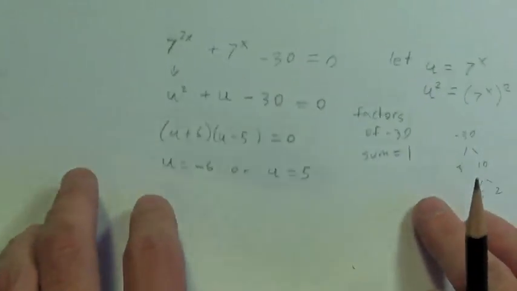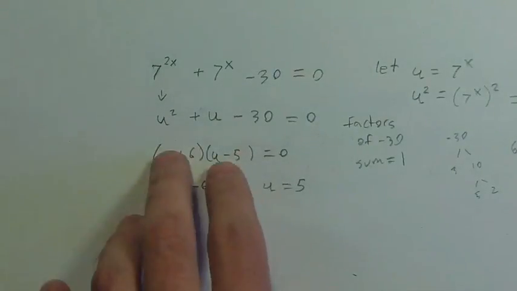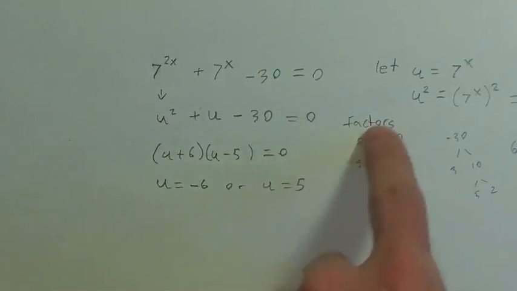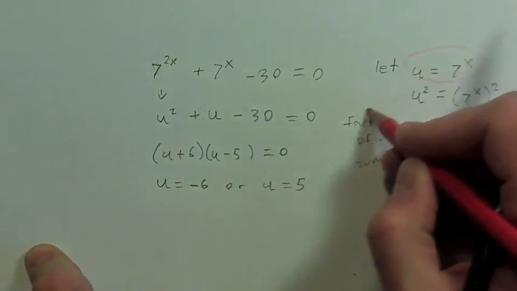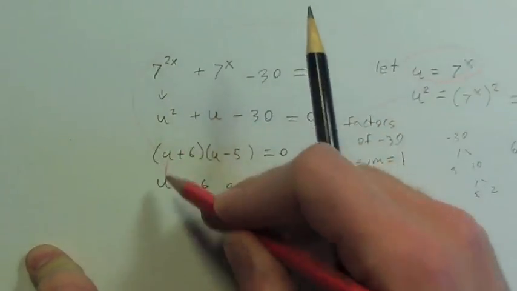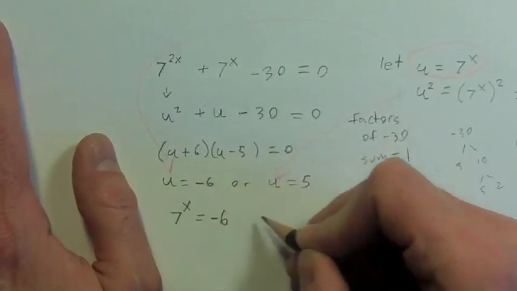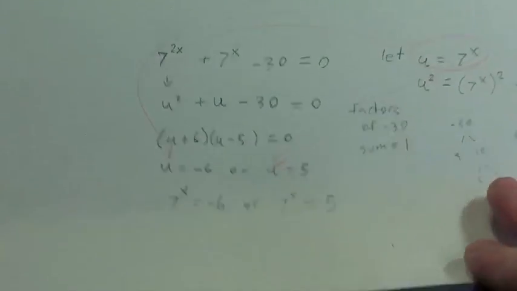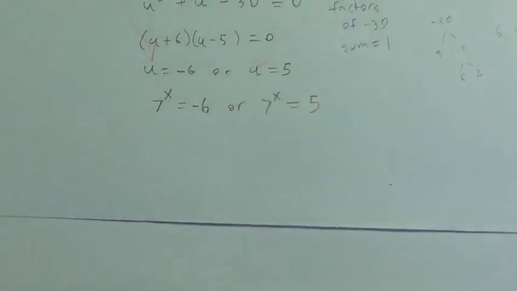Alright, so be on the lookout for this pattern. Remember, we did this back when we were talking about solving different types of equations. We were always on the lookout for this pattern because we could factor it. Because now we can actually change our u's back to these 7 to the x's. Alright, so I get 7 to the x is equal to negative 6, or 7 to the x is equal to 5. So we can solve these two equations individually now.